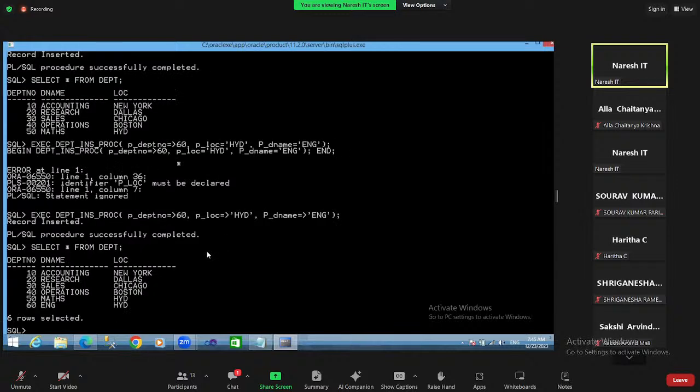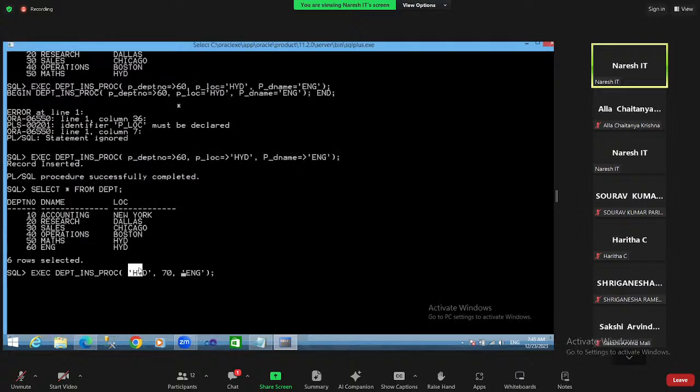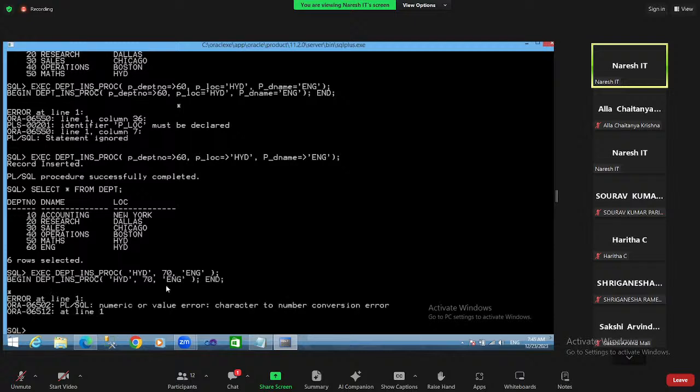See the output. 60, English, Hyderabad stored. But suppose you are not using these formal argument names, and I am passing in an improper format. First Hyderabad, next department number, next department name. See, are the parameters matched? Are the positions matched? No. See guys, error: numeric value error, because we are improperly inputting the data.